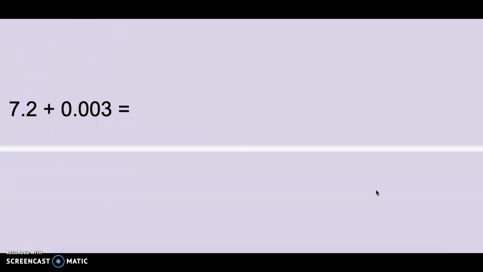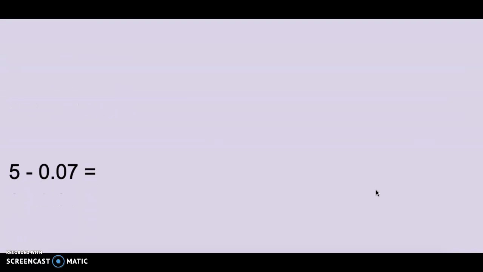Our next question is 7.2 plus 0.003. Next is 5 minus 0.07. So remember where the decimal is in the 5.